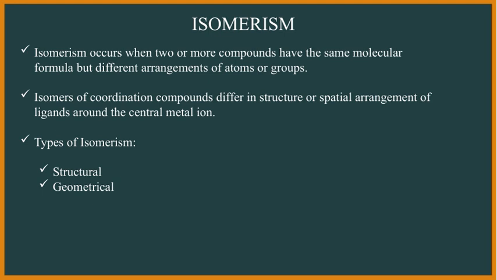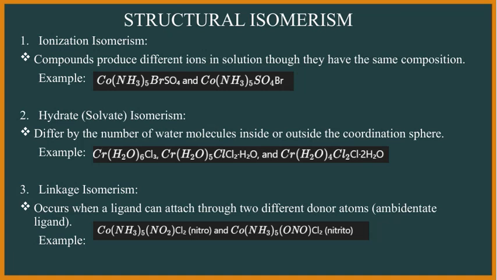Recognizing these types of isomerism helps us predict and explain the behavior of different compounds. Let's dive into some types of structural isomerism. First, we have ionization isomerism. This occurs when compounds, despite having the same overall composition, produce different ions when dissolved in solution. So even though their formulas are identical, their behavior in solution can vary quite a bit.